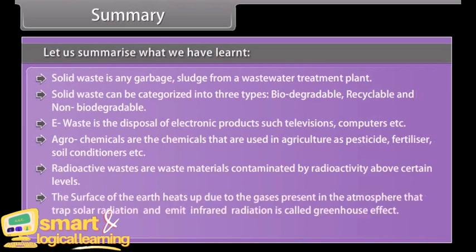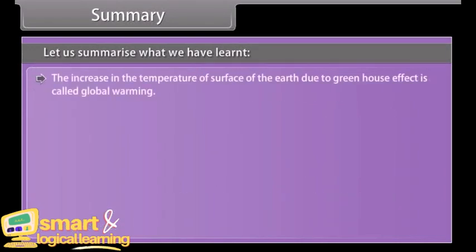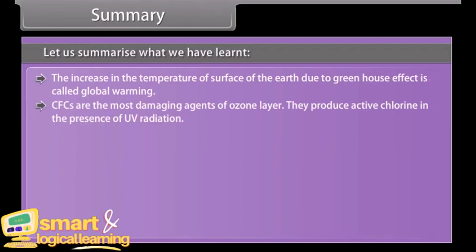The heating up of the surface of the earth due to the gases present in the atmosphere that trap solar radiation and emit infrared radiation is called the greenhouse effect. The gases present in the atmosphere are called greenhouse gases. The increase in the temperature of the surface of the earth due to greenhouse effect is called global warming. CFCs are the most damaging agents of the ozone layer. They produce active chlorine in the presence of UV radiation.